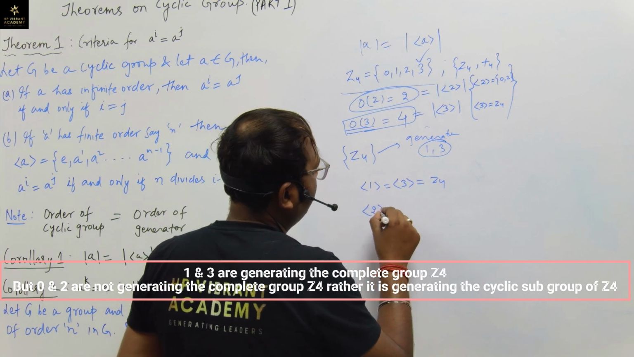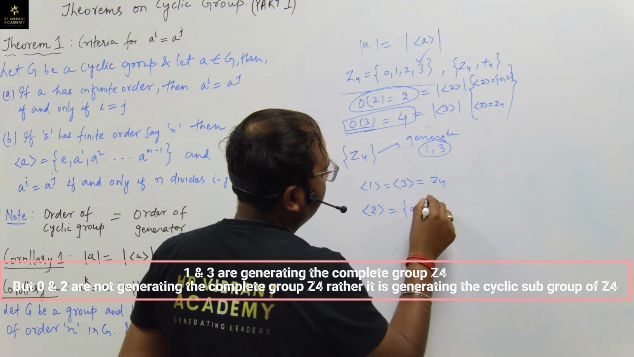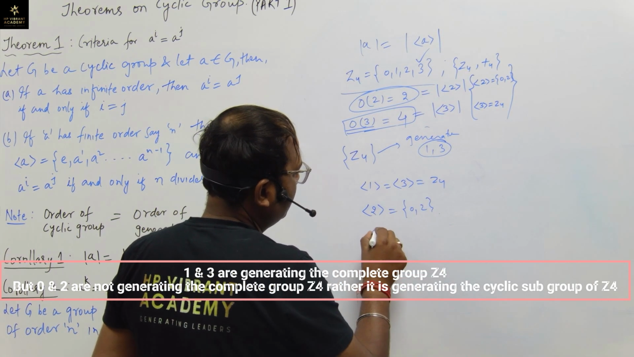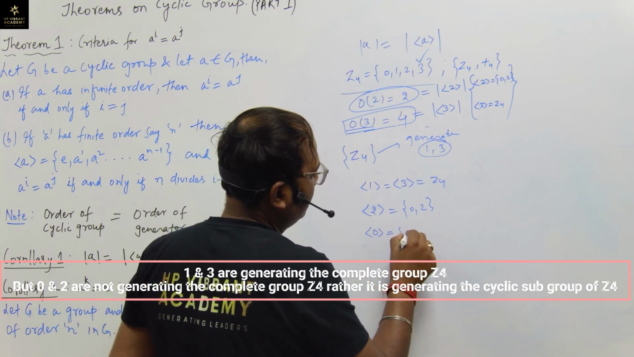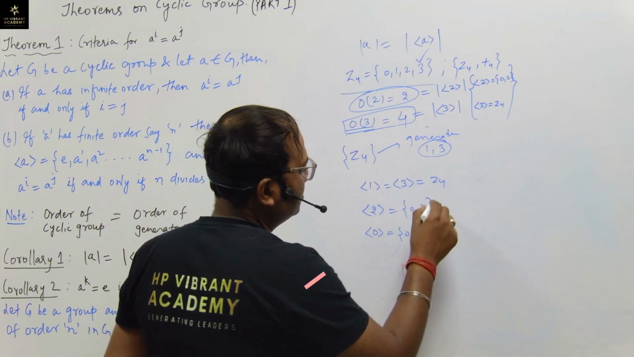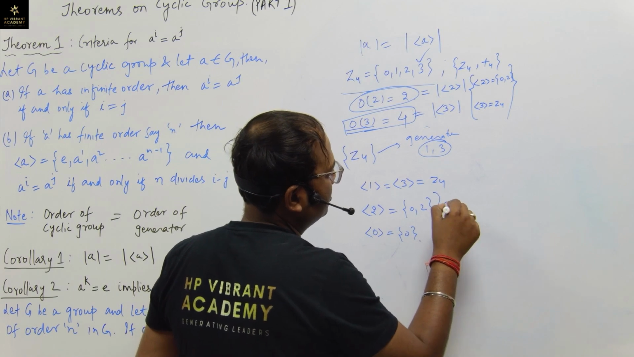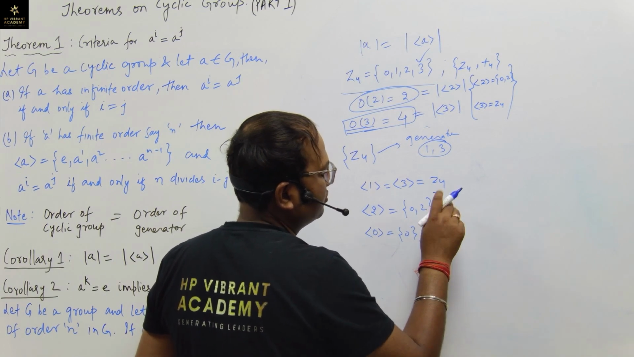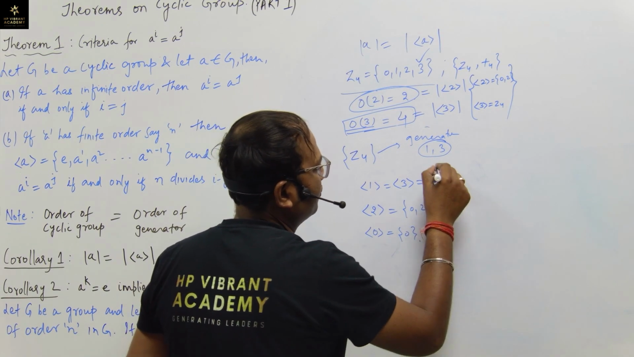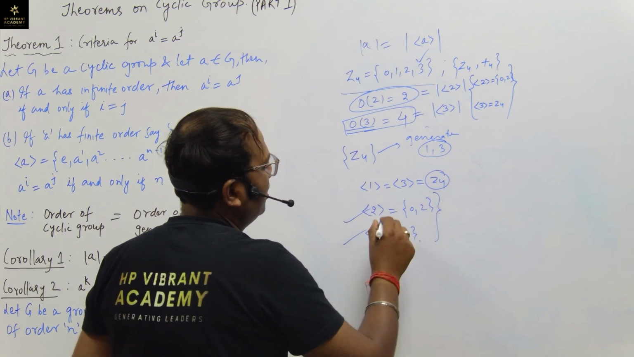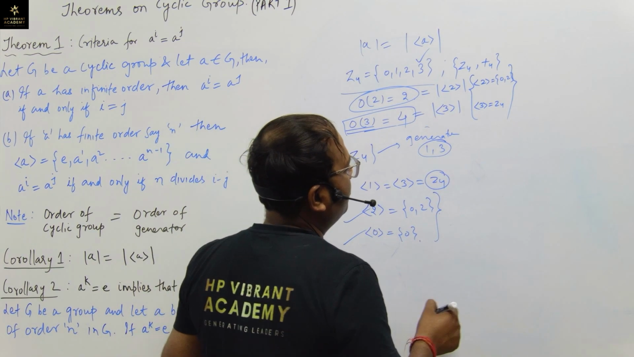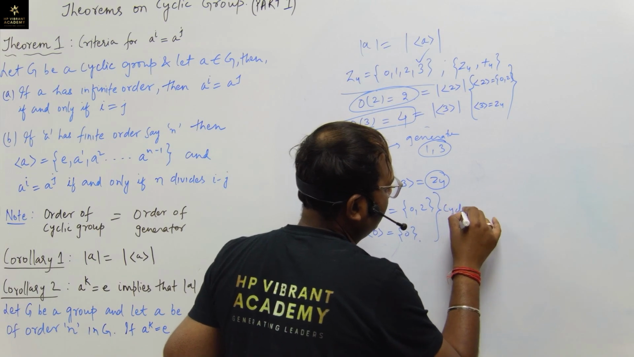So 2 is generating a group that is 0 and 2, and 0 is generating a singleton element 0. So these are the cyclic subgroups. These are not the complete group Z4. Rather, 2 and 0 are generating cyclic subgroups of Z4. These are cyclic subgroups.